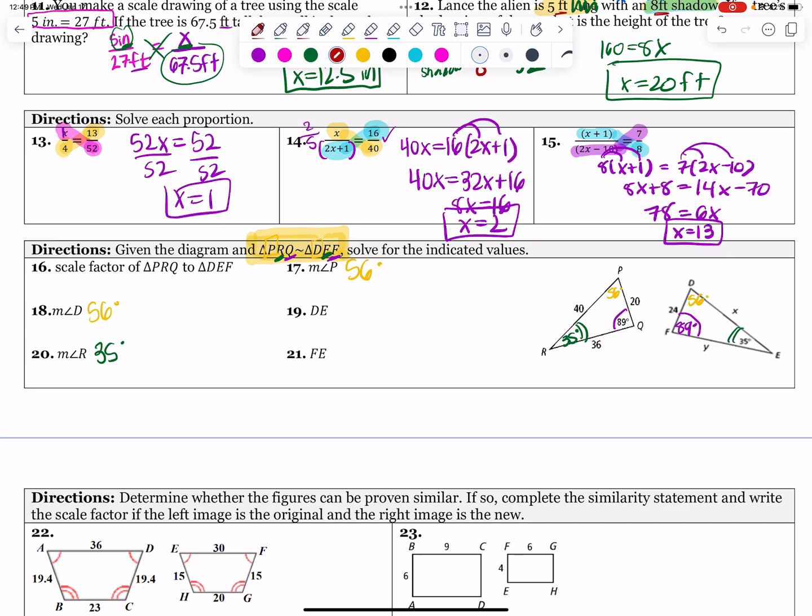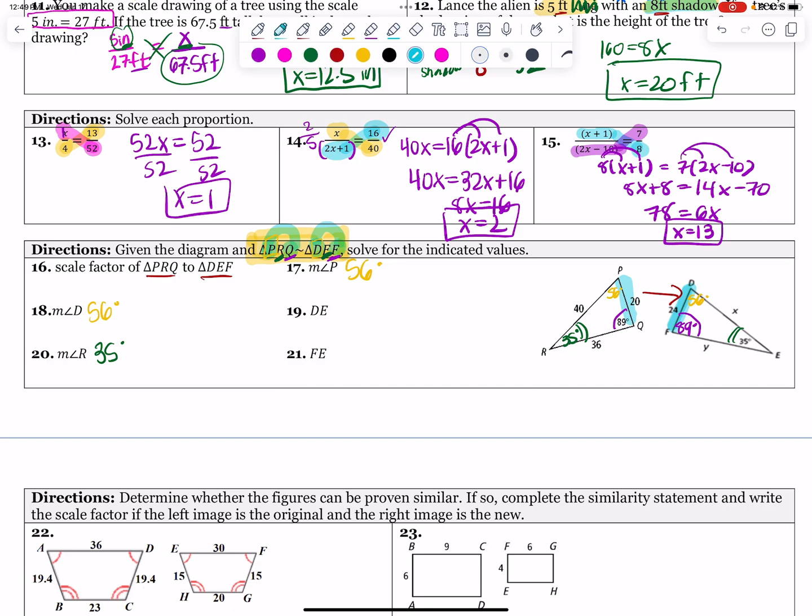So now we want to find the scale factor of PRQ to DEF. So remember, we're going to do new over old for that. So the only pieces that we have corresponding so far that we know both of is the 24 and the 20. Those are the two shortest ones, you can tell by looking at it, but if you wanted to tell mathematically, if it's not drawn to scale, check that DF is the first and last, PQ is the first and last. So I know that those two blue pieces go together.